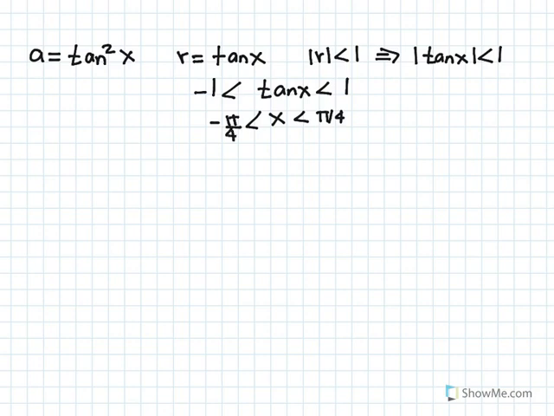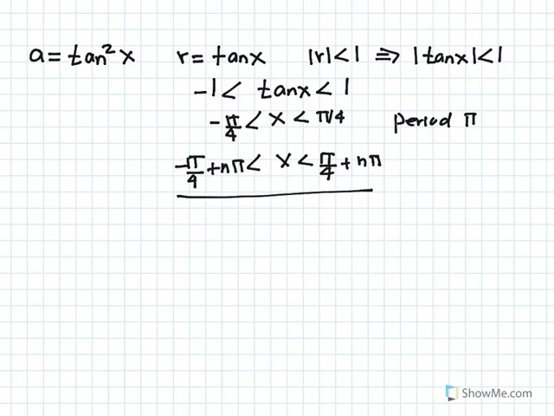But tan x is a periodic function with period pi. So we need to add n pi to this inequality. So x is less than pi over 4 plus n pi, and larger than negative pi over 4 plus n pi. These are the values of x for which this geometric series converges, and the values of n are n equals 0, any integer, 0, plus or minus 1, plus or minus 2, plus or minus 3, and so on. So these are the values of x for which the geometric series converges.